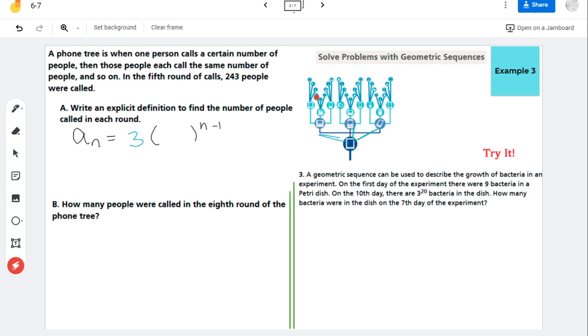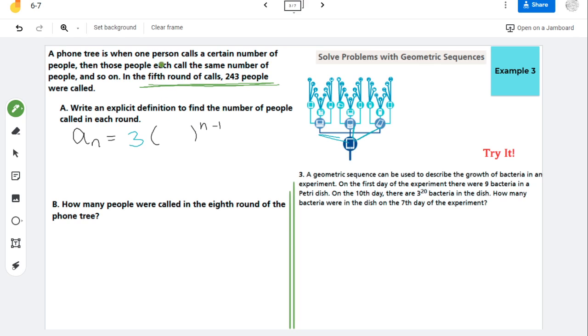Now, based off this image, I could tell you that the common ratio is also 3, because they're tripling the number of people here every single time. But when Savvas has it in the book, they're asking you to actually solve for that common ratio. So I'm going to act like I'm dumb and just show you how to do it, okay?